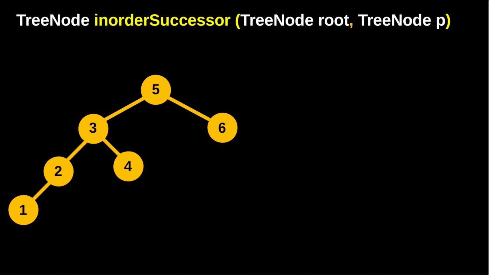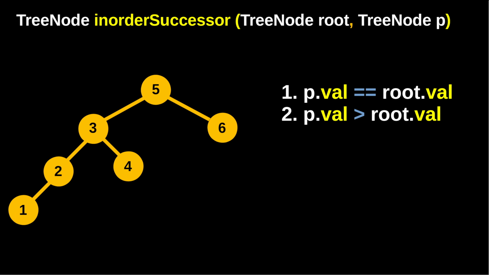This is the function definition of the function that we have to write. We are given a root node of the tree and the tree node P. And what we have to find is the node that has the next higher value than the node P. Since we are given the root node, we know that we have to walk through the tree starting from the root. Now the decision to make is which branch of the tree we have to go down. There are really 3 scenarios. The first scenario is that the value of P is equal to the root value. The second scenario is that the value of P is greater than the root value. And the third scenario is that the value of P is less than the root value.